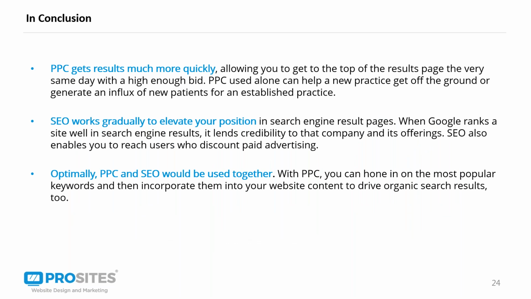So in conclusion, pay-per-click is going to get you fast results. You're going to be able to set up a campaign. You're going to be able to show up the next day, potentially getting new patients immediately. Search engine optimization is going to take some time, but once it actually kicks in and it works, you're going to have a lot better results because people are going to just naturally find you. You're not going to have to pay every time they click. You're going to have a credible website that Google is presenting to people.